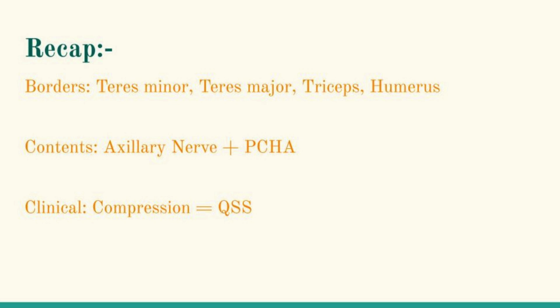To recap, the quadrangular space has four clear boundaries and transmits the axillary nerve and posterior circumflex humeral artery. Compression here leads to quadrangular space syndrome, a diagnosis to consider in patients with shoulder pain and neural symptoms.